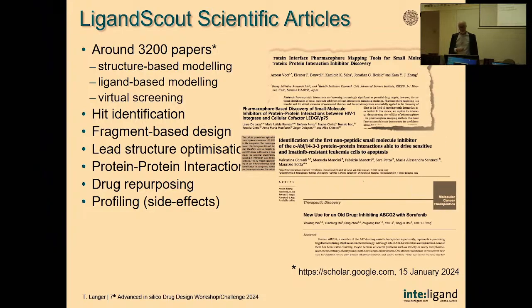And so I said already, we developed this software over 20 years. It's called LigandScout. I guess it's really the most complete and best performing pharmacophore method, structure-based and ligand-based. And now I look every month, so the number of papers is growing steadily. So we have around 3,200 papers where people have used the software for structure-based modeling, ligand-based modeling, virtual screening, and so on, hit identification, and you name it.